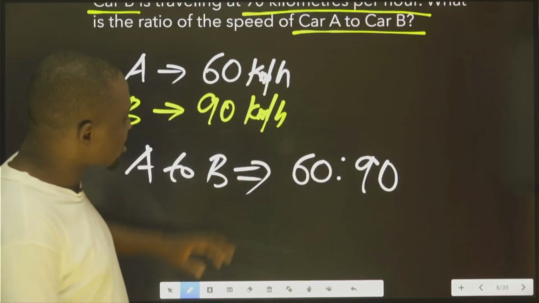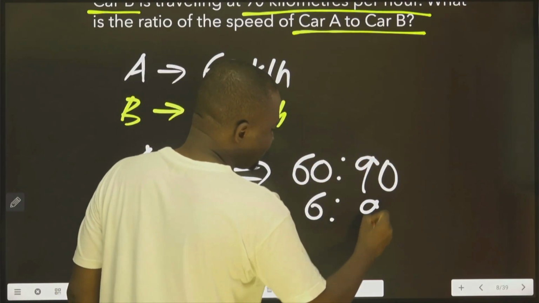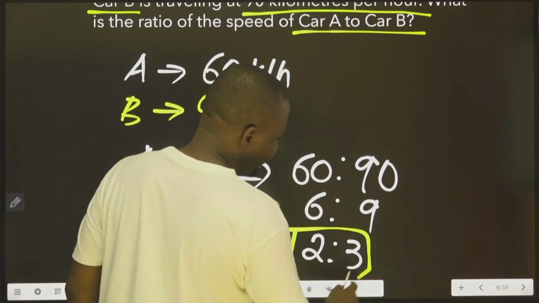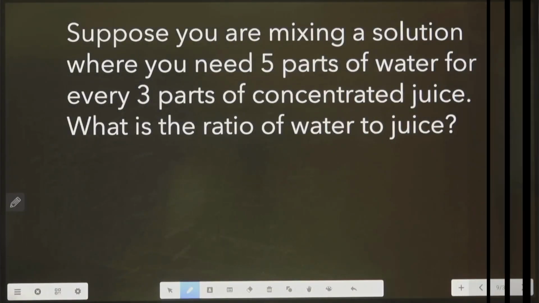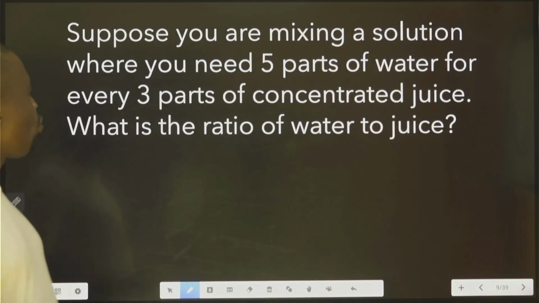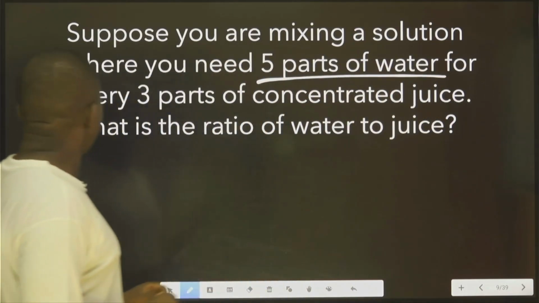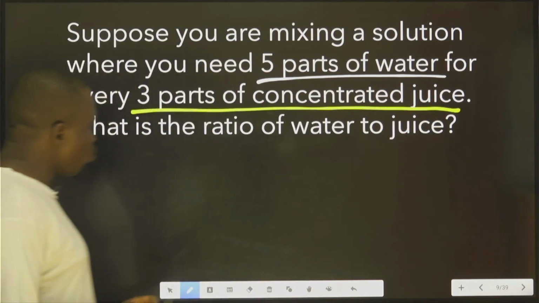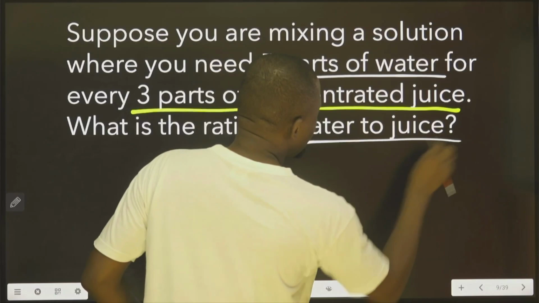You agree with me? We can further simplify this. If you divide both sides by 10, you have this. Divide further by 2, 2:3. This is the simplified form of this ratio. Okay? Suppose you are mixing a solution where you need 5 parts of water for every 3 parts of concentrated juice. What is the ratio of water to juice?